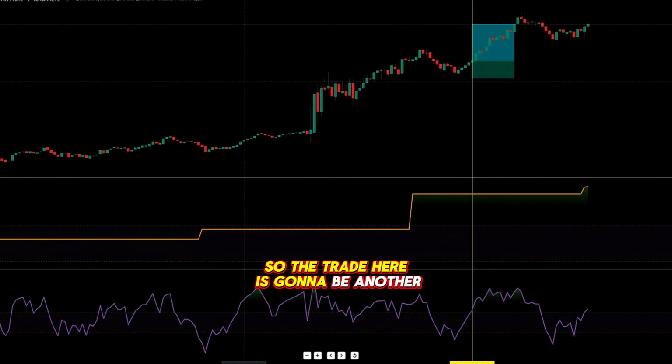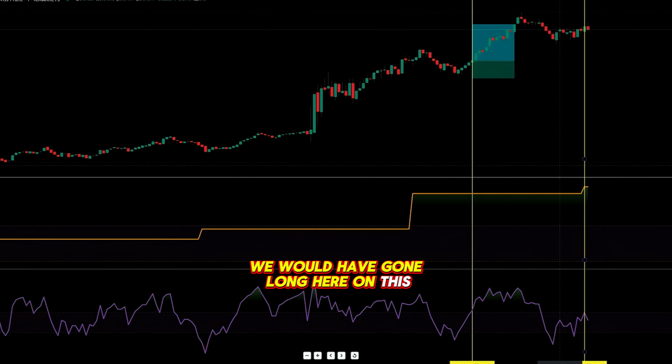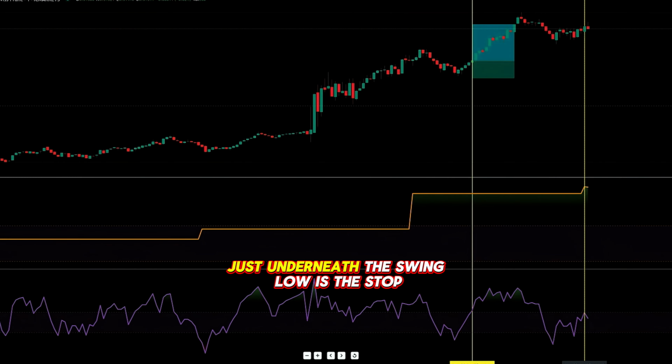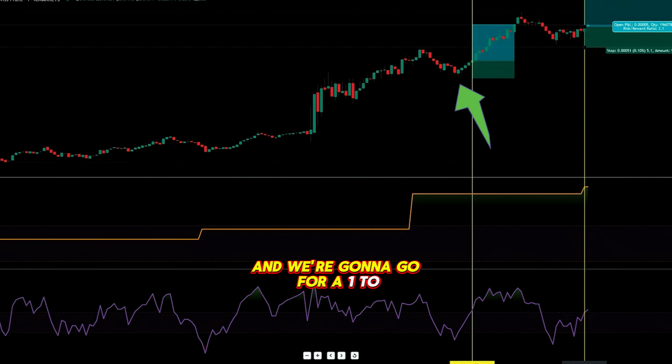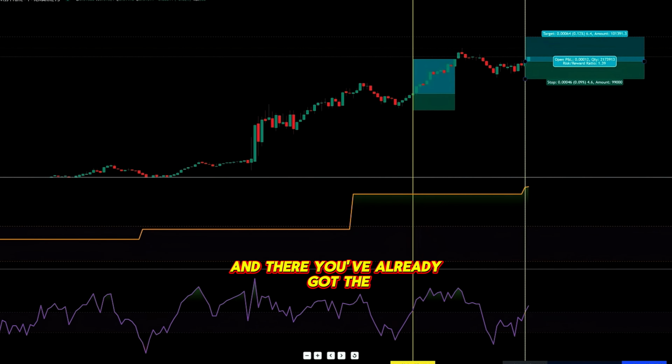So the trade here is going to be another long, so we would have gone long here on this live chart about 15 minutes ago. Just underneath the swing low is the stop, and we're going to go for a 1 to 2. And there, you've already got the 1 to 2 there.